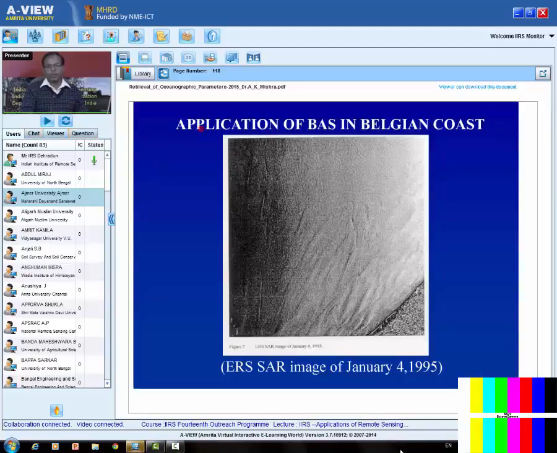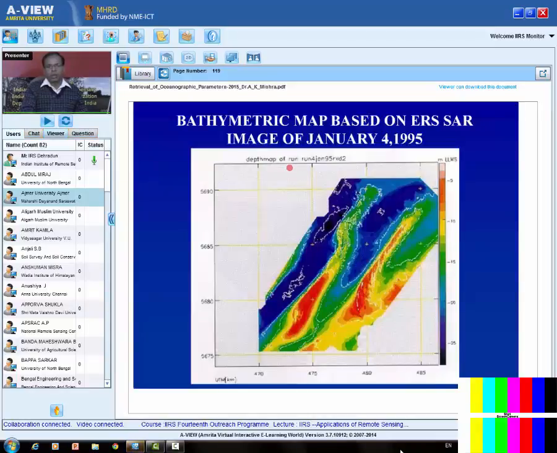So this is the application. This is the SAR image. Where backscattering is less, you are getting the darker patch. Where backscattering is more, you are getting the white tones. So now after applying this, you are getting the bathymetric information.